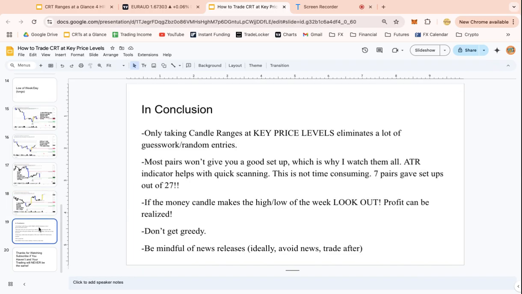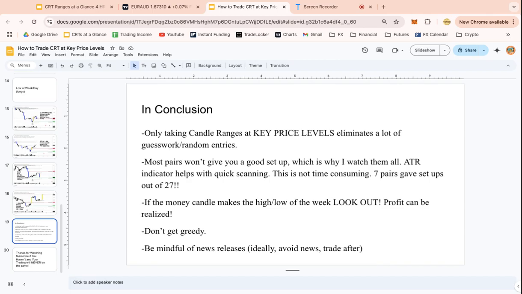Now, in conclusion, only taking candle ranges at key price levels, and I just told you what they were, will eliminate a lot of guesswork and a lot of random entries. You must remember that most pairs on a weekly basis will not give you a good setup. That's why I monitor all of them, but I'm only trying to trade one a day, really, if it sets up. You will not capture every move.